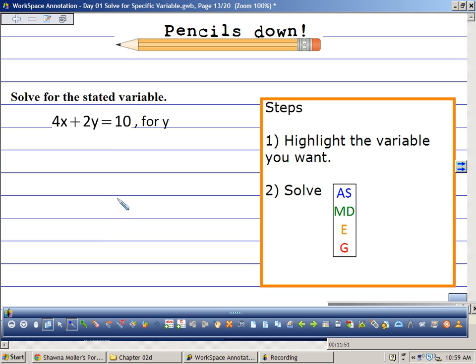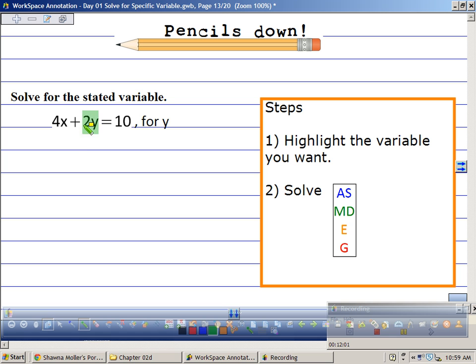This one's a little more complicated. So if I'm trying to find y, what's happening with y right now? Being multiplied. It's being multiplied by 2. But we can't break them up, right, until we get rid of this business over here. Does that make sense? I can't break the bond of 2 and y until we get rid of 4x. So how could I get rid of 4x?